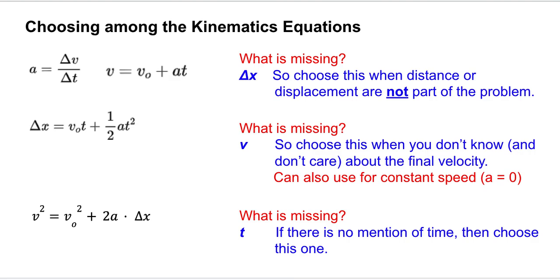And then the third equation we used with kinematics was a combination of the other two. This one eliminates time from the discussion, so there's no t in this equation. So it's very useful for situations where time is difficult to find, or it's just not known.